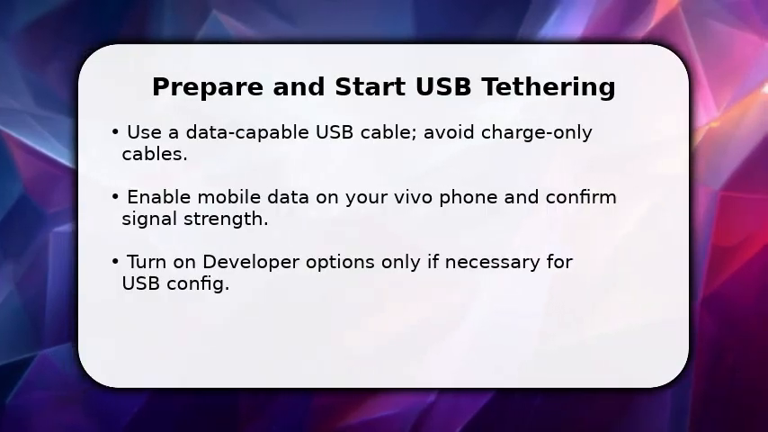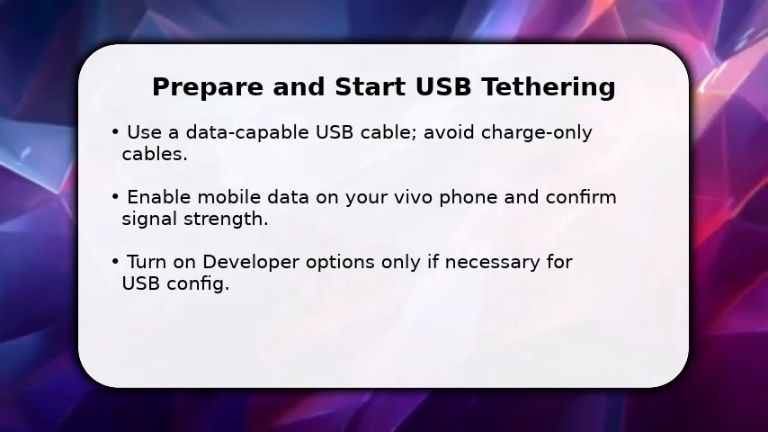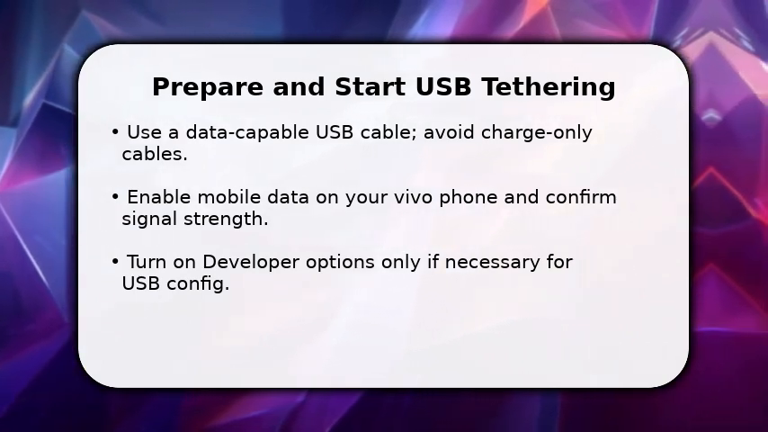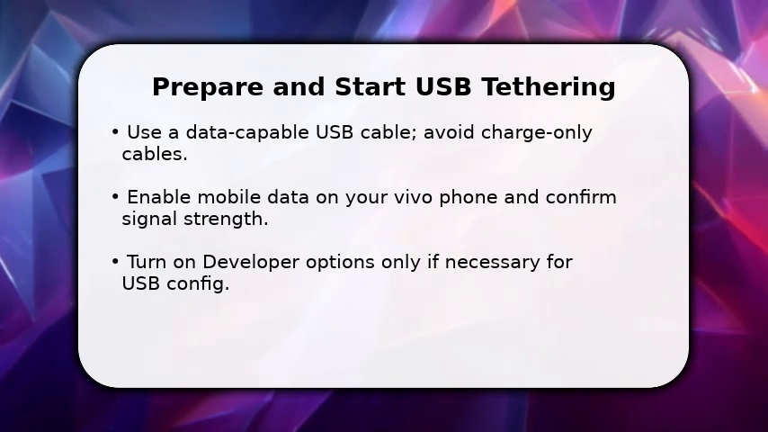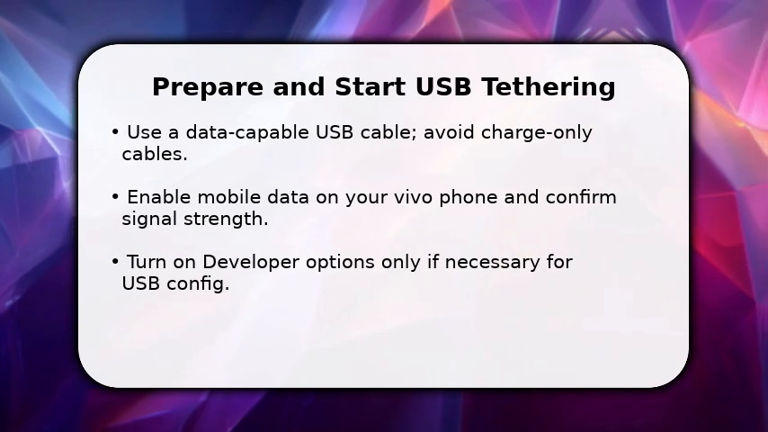You begin by connecting the phone to your PC with a proper data USB cable. This matters because charge-only cables won't expose the network interface. Once connected, make sure mobile data is enabled on the Vivo and you have signal. Tethering bridges that cellular link to your computer.